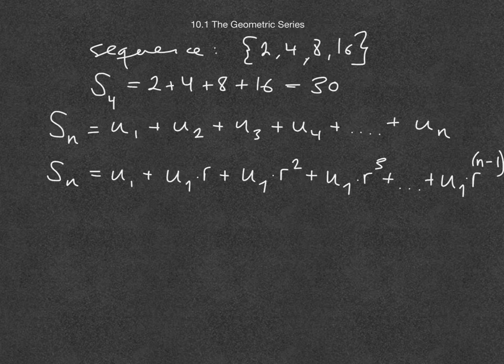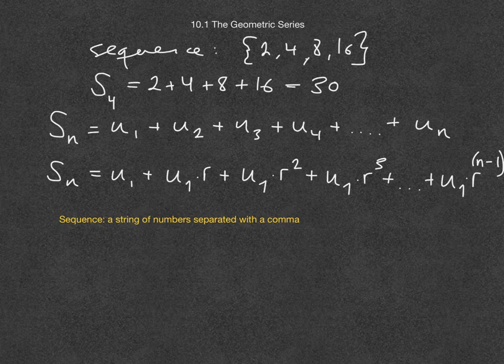Now the terms sequence and series are easily mixed up, so we'll try to define them. A sequence is a string of numbers separated with a comma, and a series is a sum of the terms of a sequence. And just like you could have a geometric sequence and sum that up as a geometric series, you could have an arithmetic sequence and sum that up as an arithmetic series. But we're looking at the geometric series now.